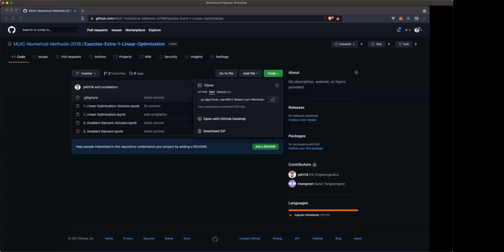Okay, so go to the exercise called linear optimization. And did I share the screen? Oh, I forgot to share the screen. Just a second, let me find my screen. Okay, there. And there, you have my screen.